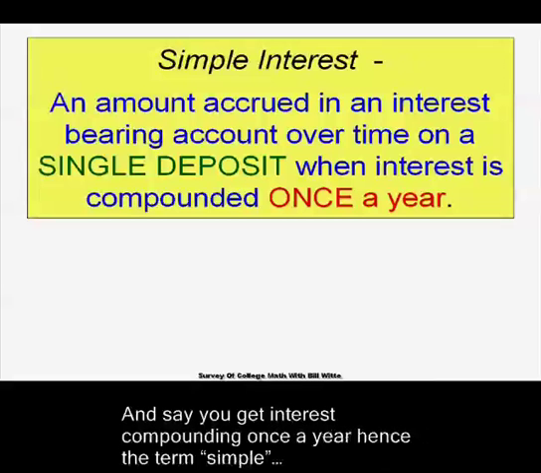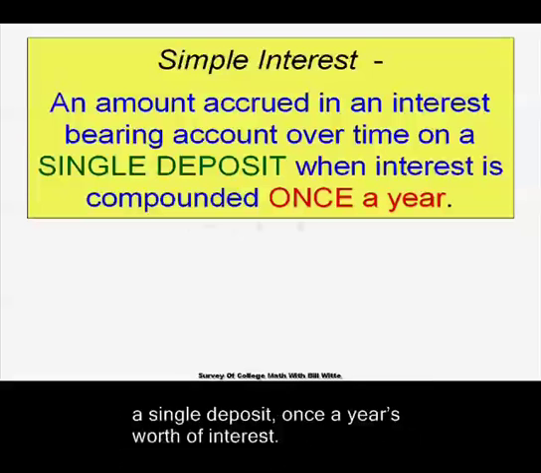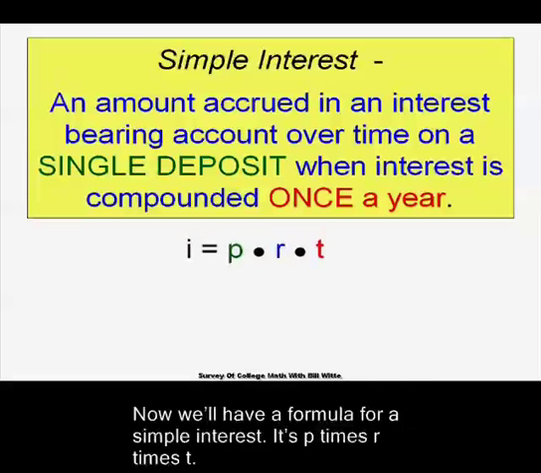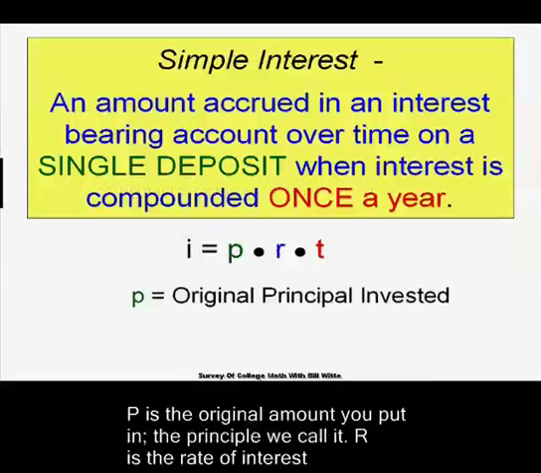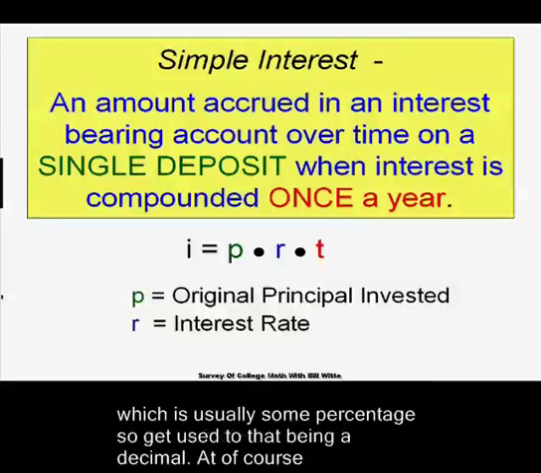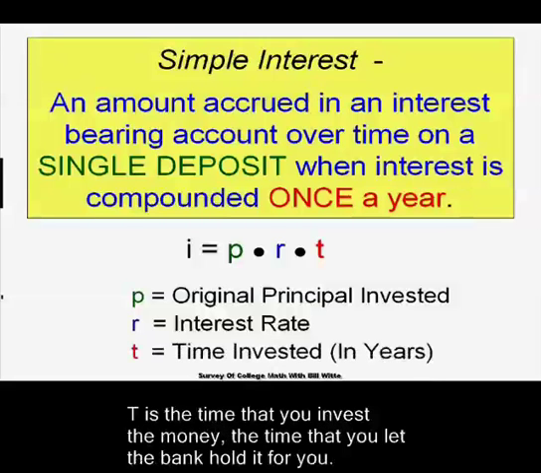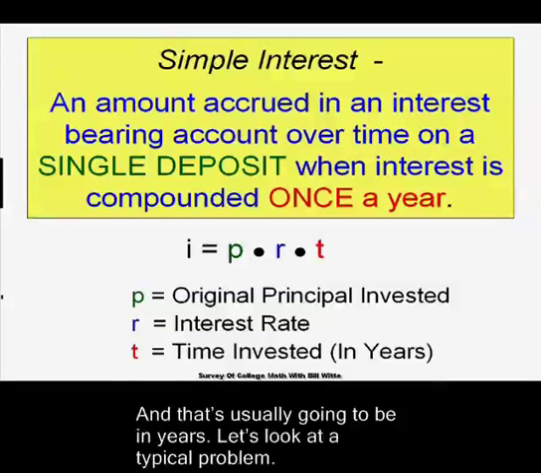You get interest compounding once a year, hence the term simple. A single deposit, once a year's worth of interest. Now, we're going to have a formula for simple interest. It's P times R times T. P is the original amount that you put in, the principal we call it. R is the rate of interest, which is usually some percentage, so get used to that being a decimal. And of course T is the time that you invest this money, the time that you let the bank hold it. And that's usually going to be in years.